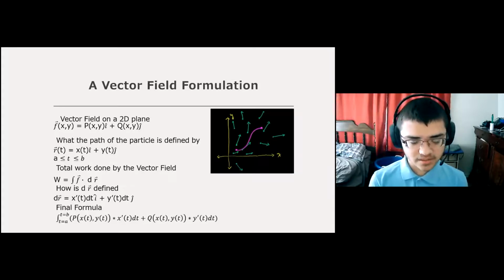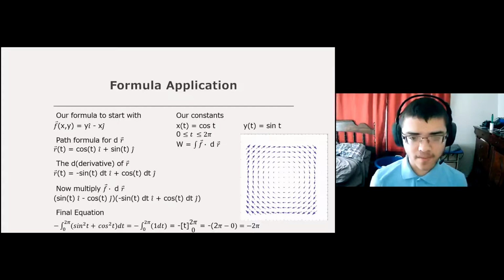And so the formula for the work done on the particle is the integral of vector field F dotted with the derivative of the position vector, and the derivative of the position vector is x prime of t dt plus y prime of t dt. So the final formula you get is the first scalar function times x prime plus the second scalar function times y prime. So for example, our x is cosine t, and our y is sine t, and it's between 0 and 2 pi.